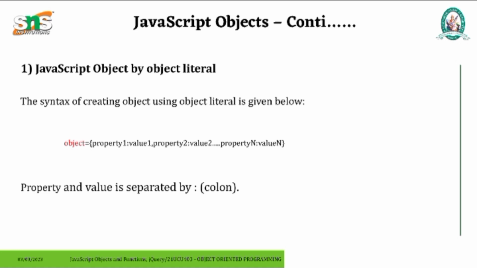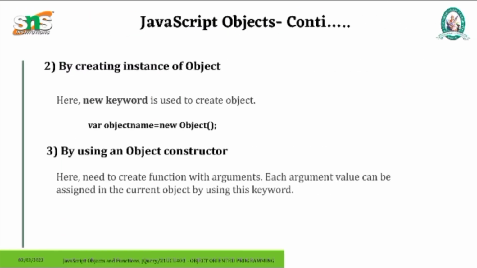The second method is by creating an instance of an object. In this method we use the new keyword to create an object. The syntax is: var objectName = new Object(). The third method is by using an object constructor. This method needs us to create a function with arguments. Each argument's value can be assigned to the current object using the this keyword.